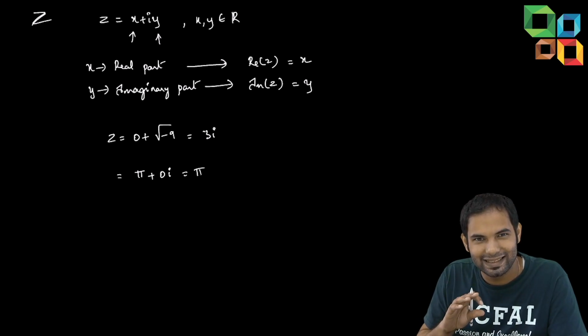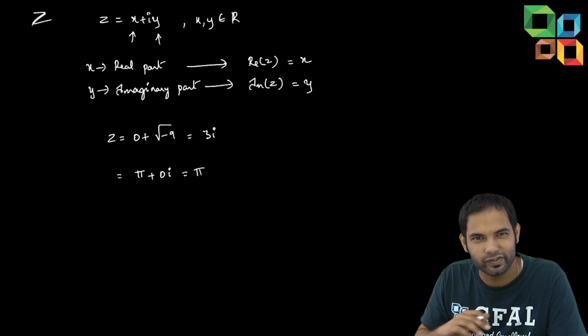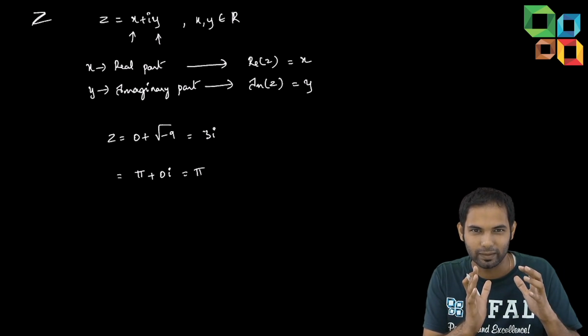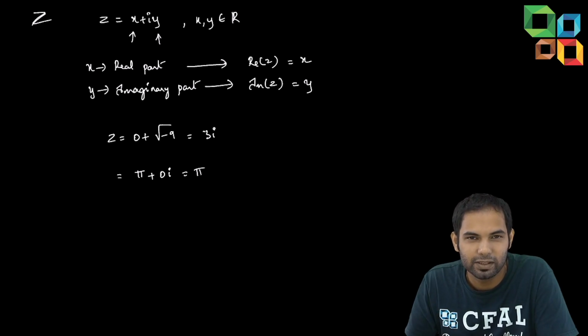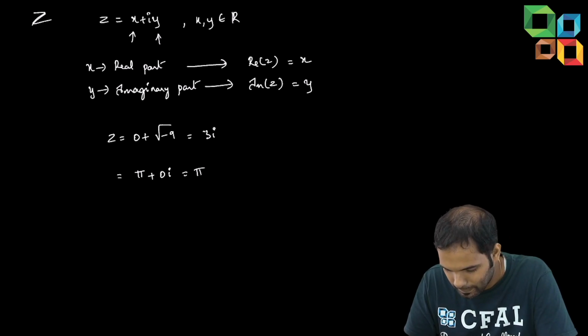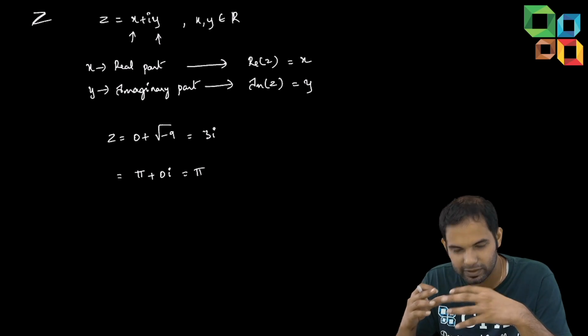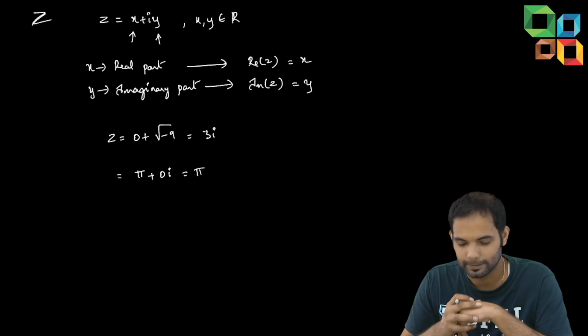Now you can clearly see that the real numbers are nothing but a subset of complex numbers. Because there's a real part, if the imaginary part is 0, what we get is the entire number system of real numbers. So real numbers are actually a subset of complex numbers.